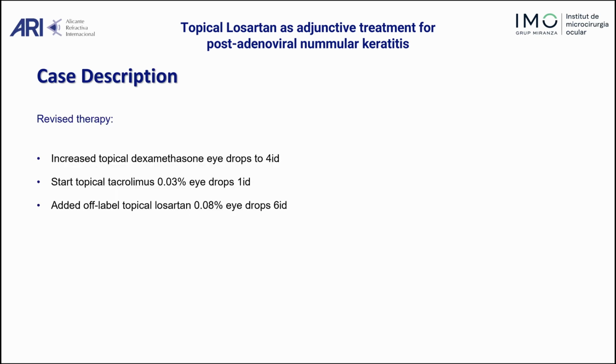So the decision was to increase the frequency of topical corticosteroids to 4 times per day and to start the patient on topical calcineurin inhibitors. The decision was to use tacrolimus 0.3% eye drops 1 time per day. And we discussed the possibility with the patient to start him on off-label topical Losartan drops, 6 times per day, which the patient accepted.